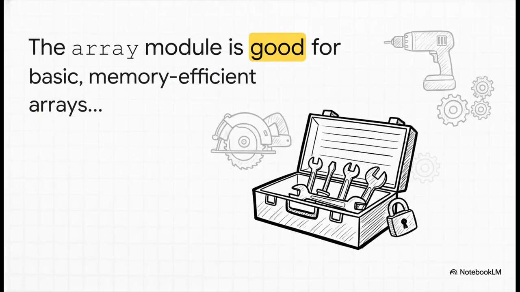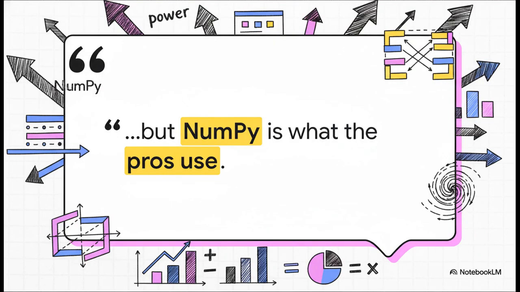And while the array module is fine, it works, it's built right into Python, it's not really what you'll see people using for professional data science or really complex analysis. It's just a little bit limited. Because for real power, for real flexibility, the entire industry turns to a library called NumPy. It is the undisputed champion when it comes to numbers in Python.